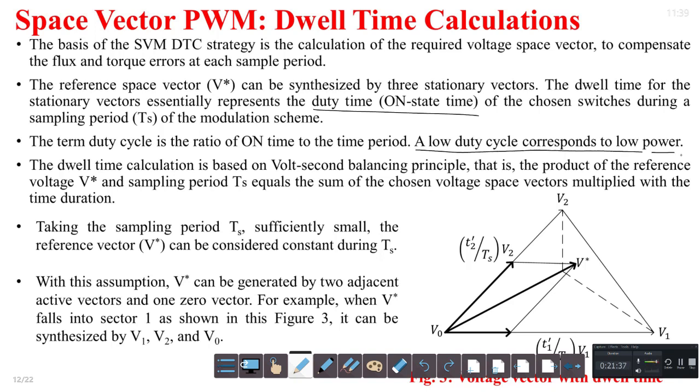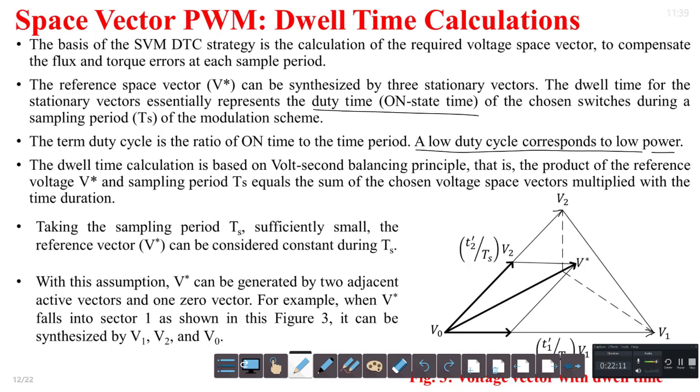The dwell time calculation is based on the volt second balancing principle, that is, the product of the reference voltage V star and sampling period Ts equals the sum of the chosen voltage space vectors multiplied with the time duration. For example, in conventional hysteresis band DTC, referring to this figure, we can apply voltage V1 or V2. We cannot apply anything in between. So, we apply only voltages V1, V2, V6, V0 or V7.